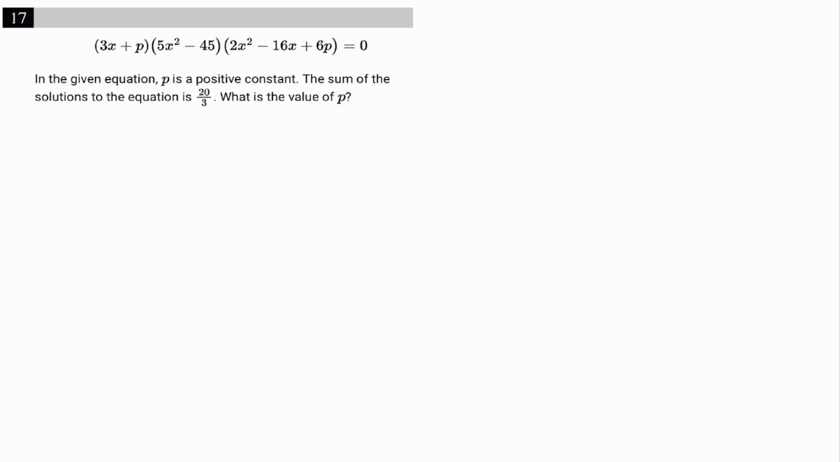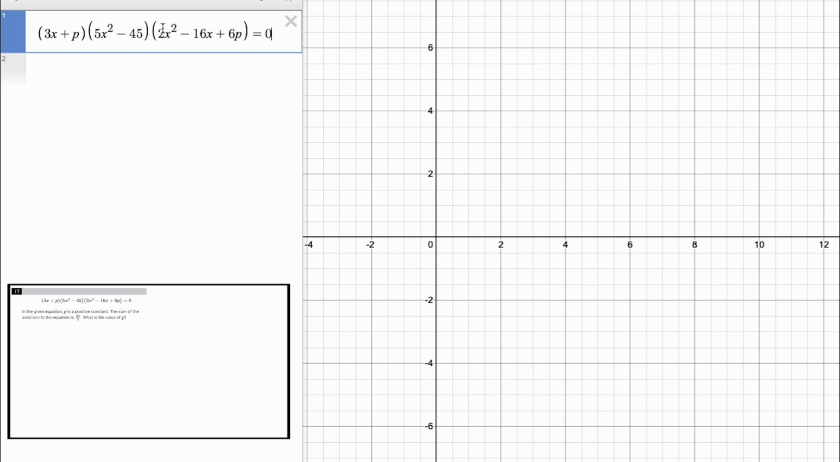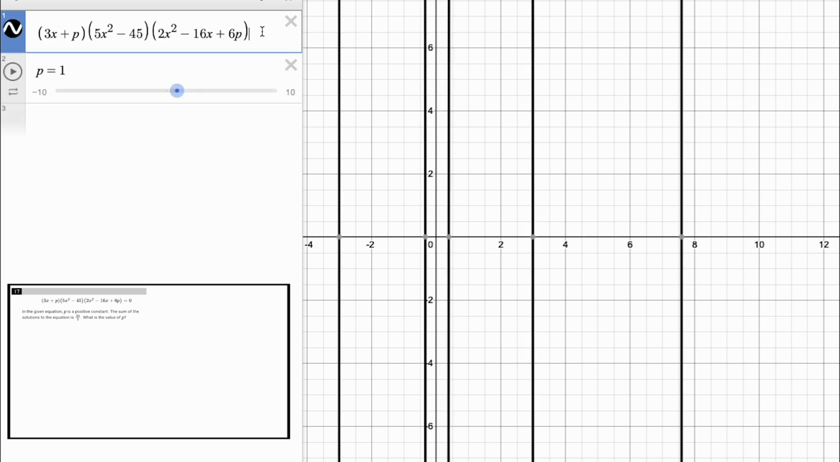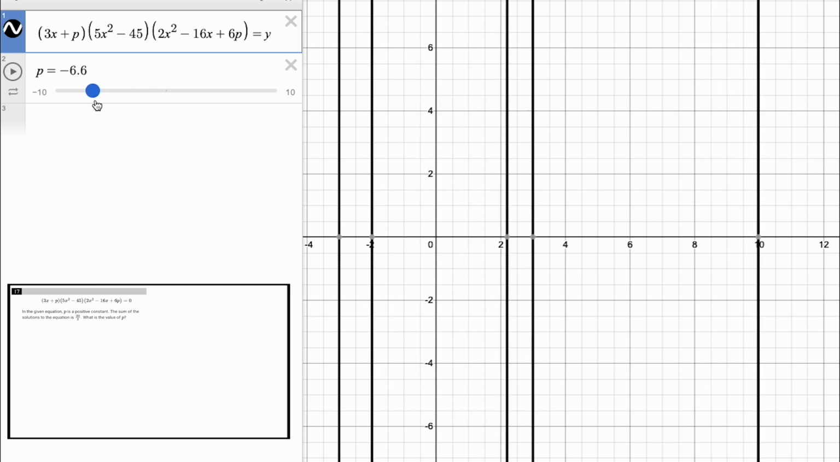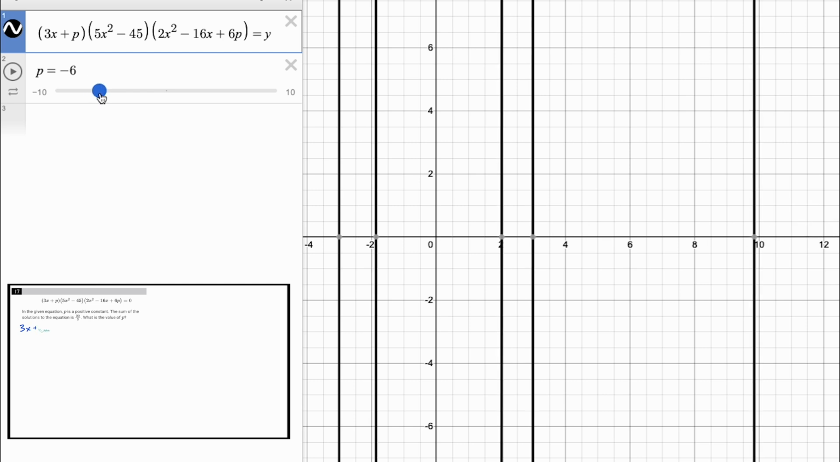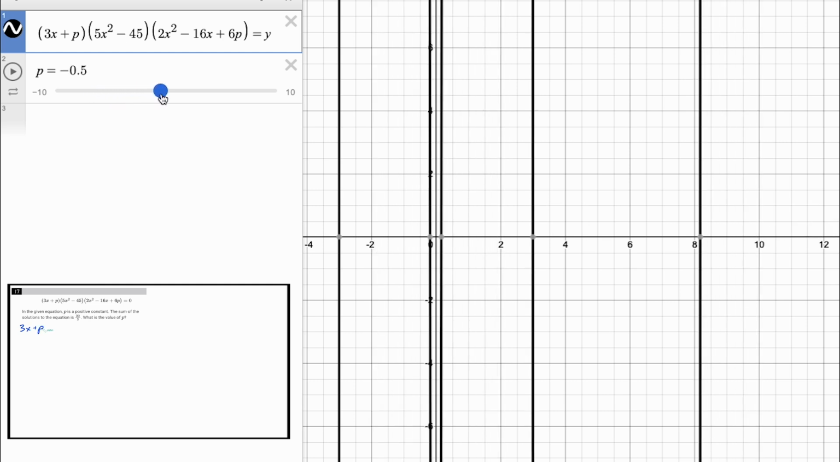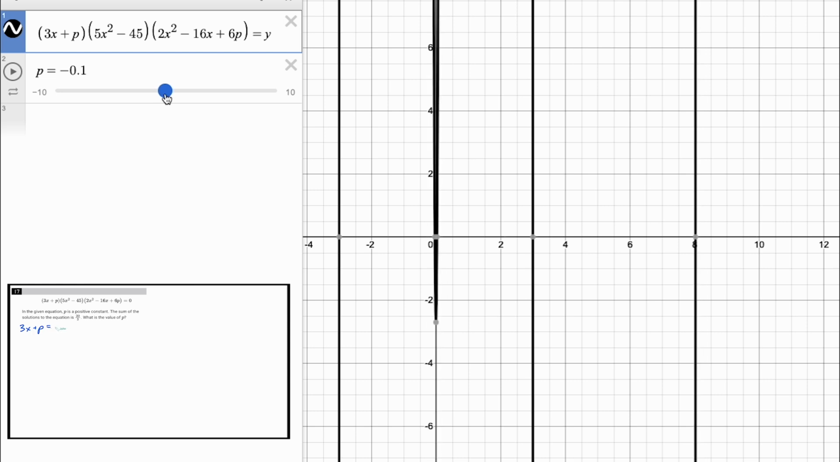In the given equation, p is a positive constant. The sum of the solutions to the equation is 20 over 3. What is the value of p? Let's toss this into Desmos and hope for the best. We'll give ourselves a y to make this look like a function, and so that our x-intercepts come up as gray dots. But then we realize that we need these 5 intercepts to add up to about 6.67. We could play a guess and check game with this slider, but that seems tedious and risky. I would bail on graphing at this point and try the old-fashioned way.